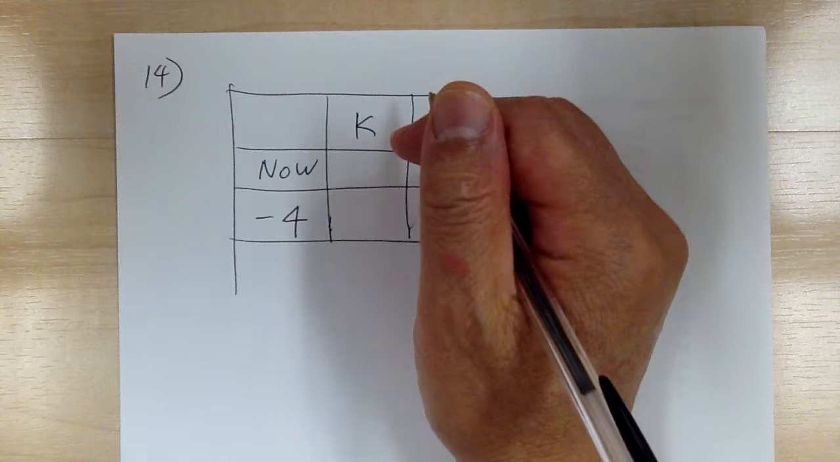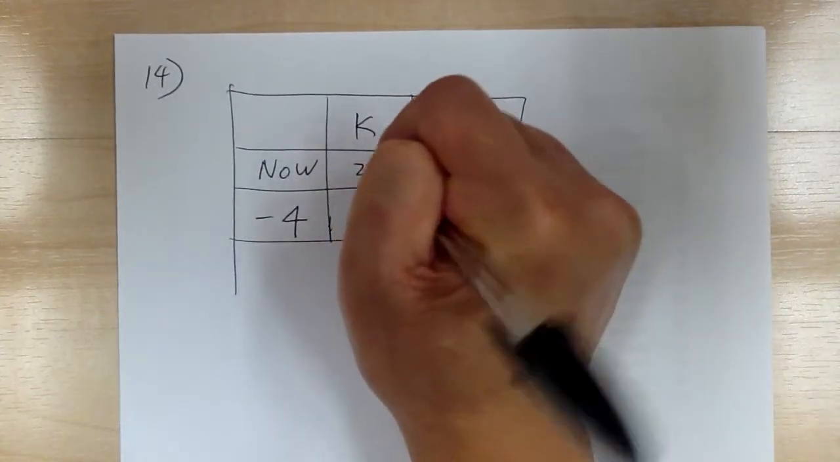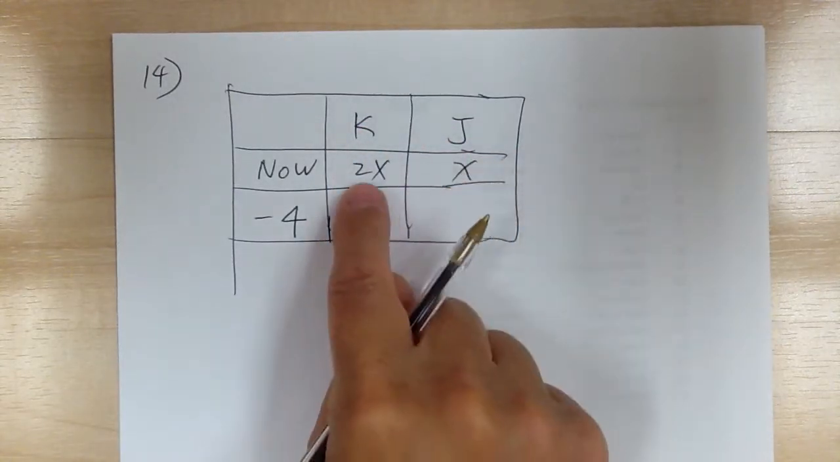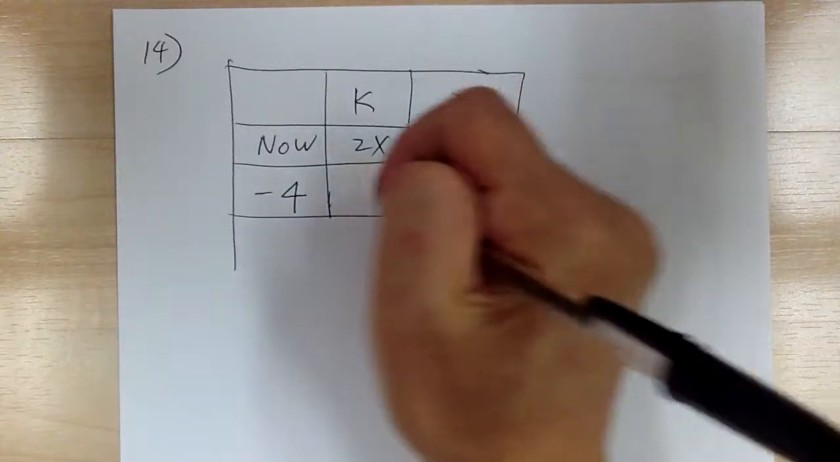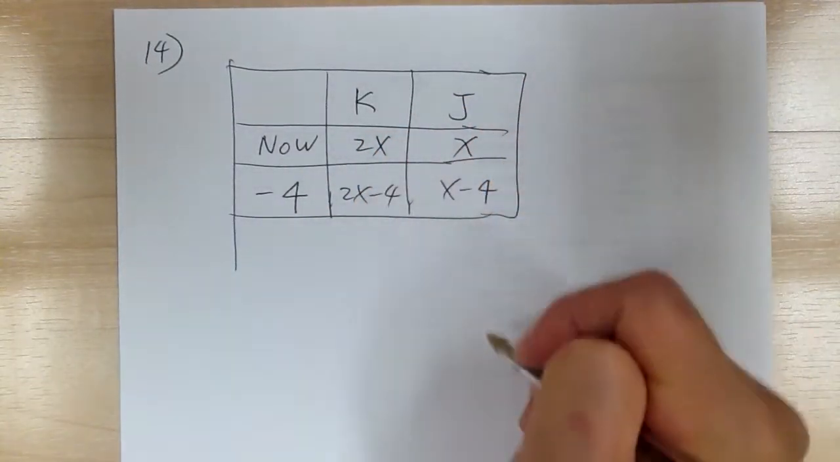Okay, so let's go back and read. It says Kelly's age now is twice Judy's age. So that's x, 2x, right? Again, Kelly is 2 times Judy. So again, 2 times as old. So this one would be 2x minus 4. This would be x minus 4.